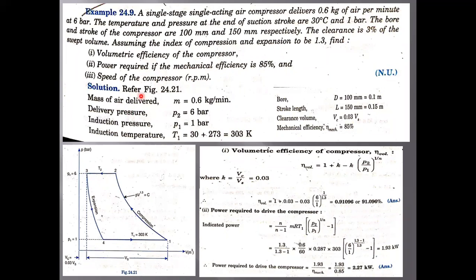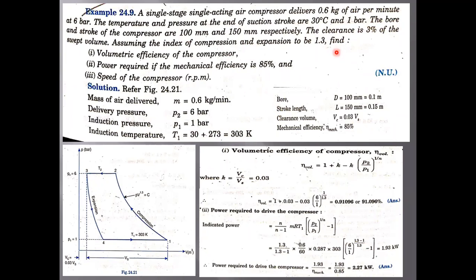This is the mass of air delivered, which is 0.6 kg per minute, and a delivery pressure. First of all, go with the inlet pressure also. Okay, he has not given it directly. Since he has given delivery pressure first of all, that's why he has taken delivery pressure as P2, 6 bar. And temperature and pressure of suction stroke, that means inlet pressure is 1 bar and inlet temperature is 30 degrees, 30 plus 273. Definitely you need to convert that value into kelvins while discussing problems.